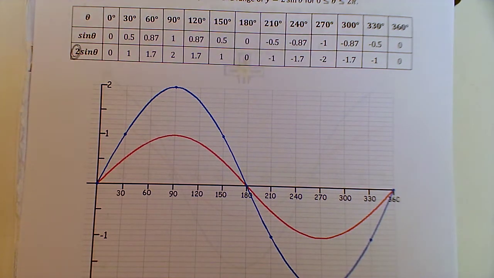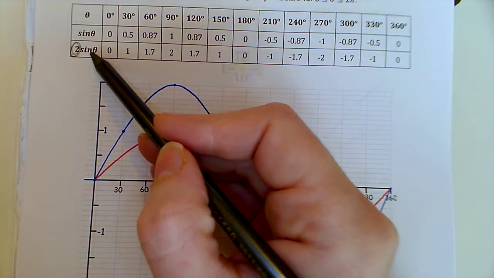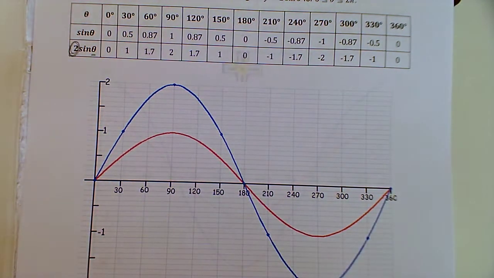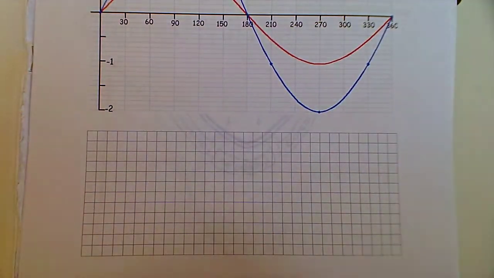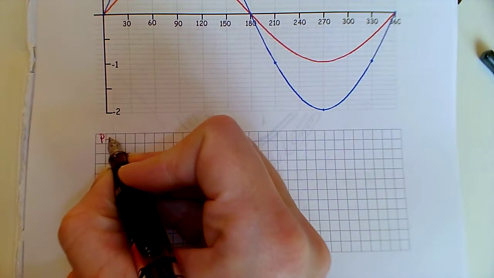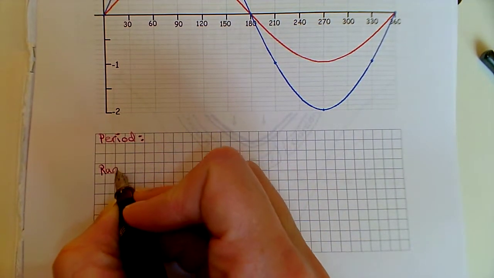So we're going to look at two things: multiplying the whole function like this, or multiplying the angle, because it does two different things. Before we even look at what that does, I want to give you some definitions. We need to know these two things: period and range.